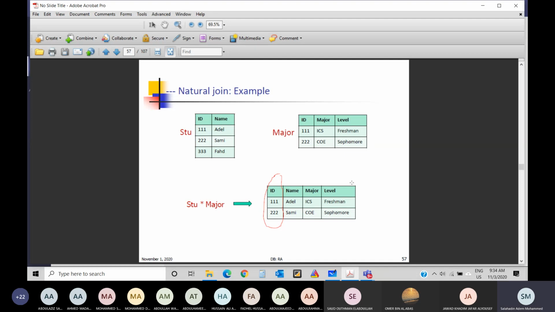Exactly like SQL. In SQL, how do we do this one? We write student natural join major, right? This is what we do exactly. So here I just replace this by a star for relational algebra.